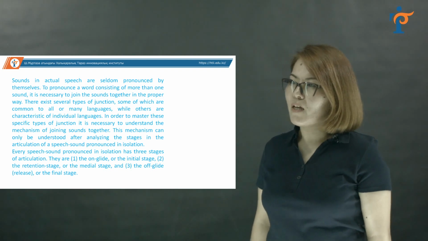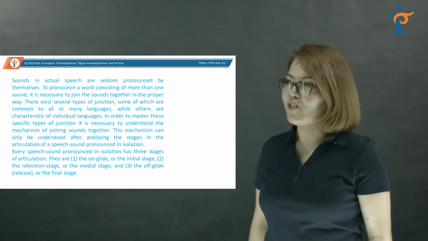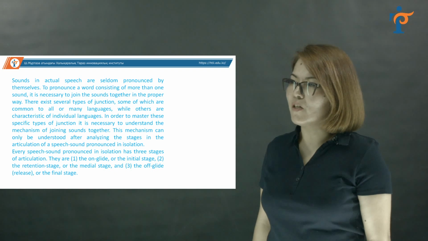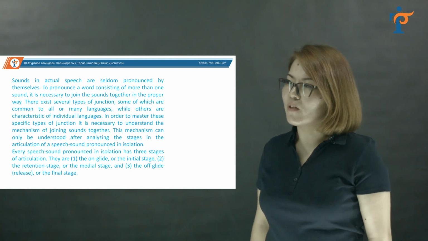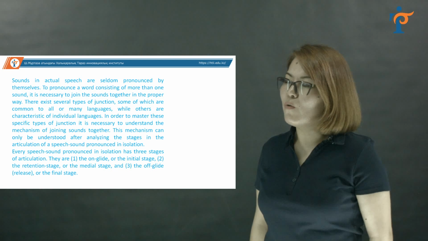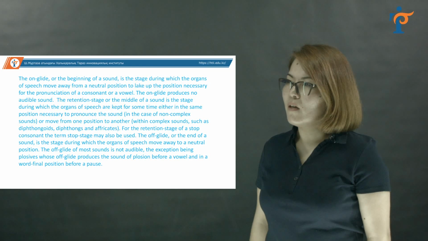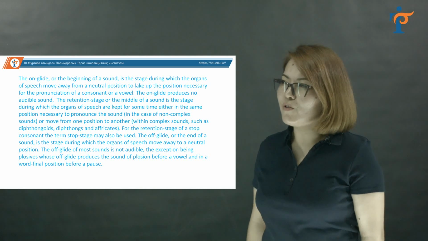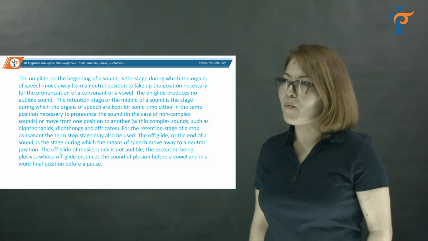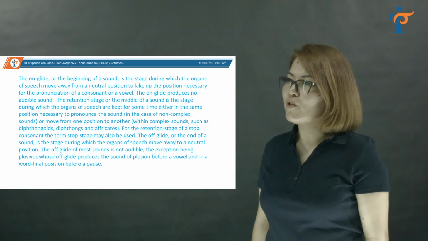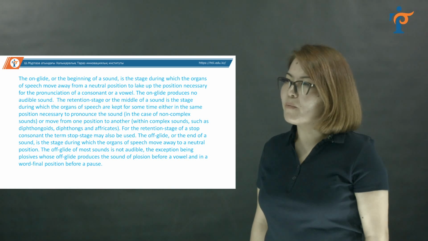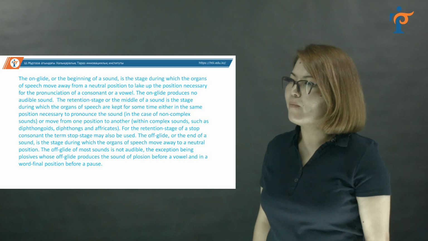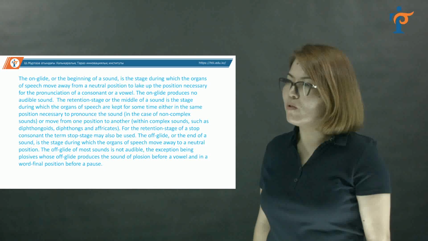They are the on-glide, or the initial stage. The second is the retention stage, or the medial stage. And the third one is the off-glide, release, or the final stage. The on-glide, or the beginning of a sound, is the stage during which the organs of speech move away from a neutral position to make up a position necessary for the pronunciation of a consonant or a vowel. The on-glide produces no audible sound.